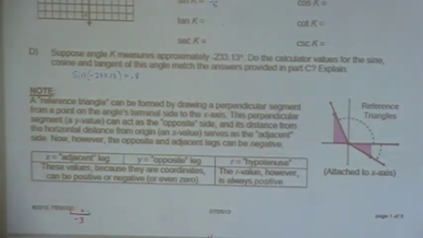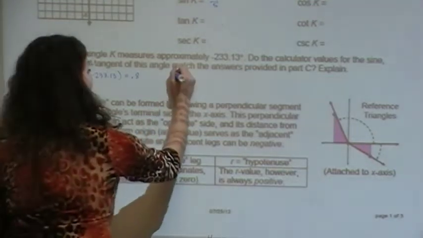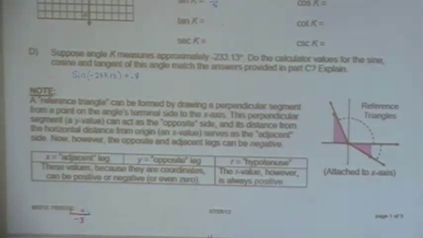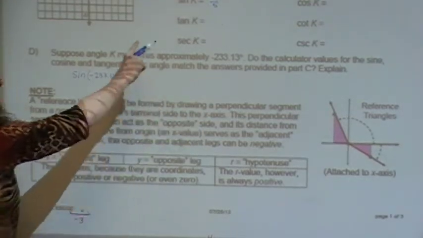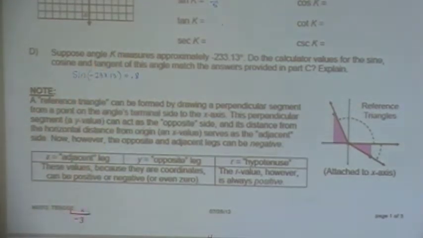So if I do cosine, what'd you get for cosine? Negative 0.6. What is 0.6 as a fraction? 3/5. So it does work. The question is, do the calculator values match the answers you got in C? They do.